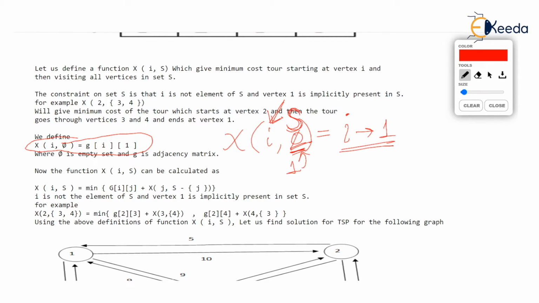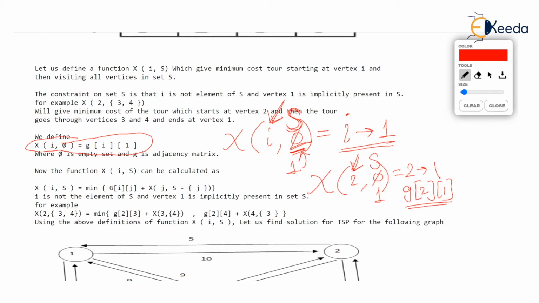As an example, suppose I write X(2, null set). Then we are starting our travel from vertex 2 and S is empty. That means it should start from vertex 2 and end at 1. 1 is always there in set S. So what will be the total cost of this travel? Come on, it will be 2 to 1. That means it is going to be our adjacency matrix, second row, first column.